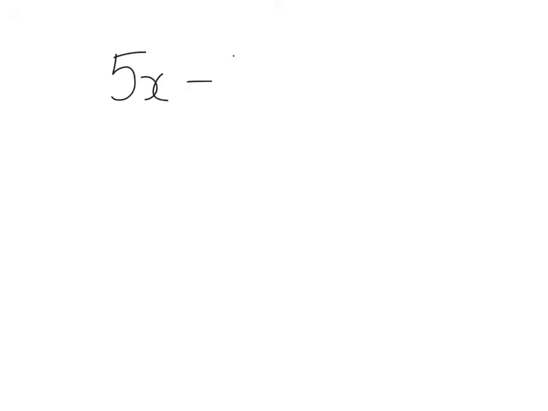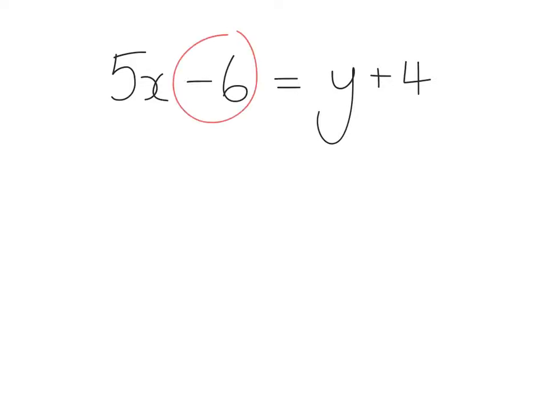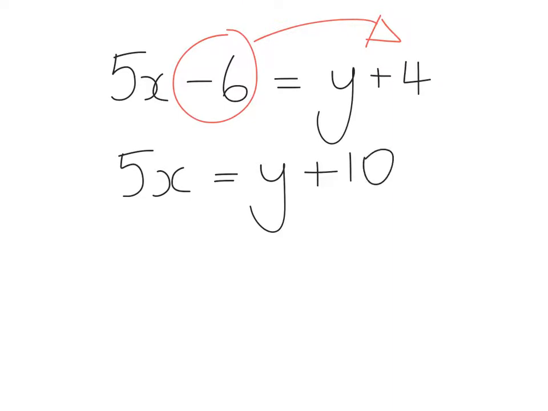5x minus 6 equals y plus 4. So, again, if there's any adding or taken away, that'd be the first thing that we should move away from the x. So this minus 6 is going to come over here and it's going to become plus 6. So I'm going to have 5x equals y. Well, at the minute it says plus 4. I'm going to add on another 6. So I'm just going to say plus 10.